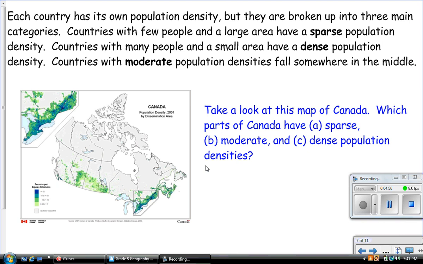So let's take a look at this map of Canada. Which parts of Canada do you think have a sparse population density, a more moderate population density, or a dense population density? Put this video on pause. Try answering this question because we will go over it in class tomorrow.